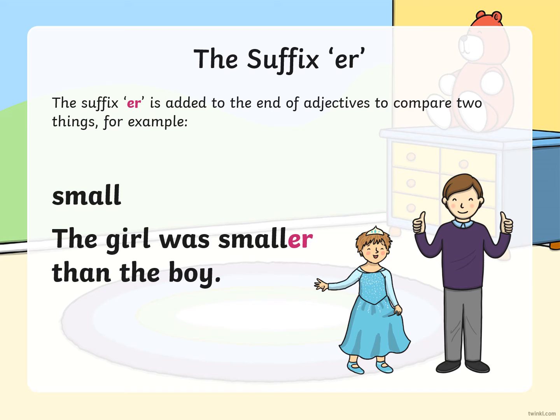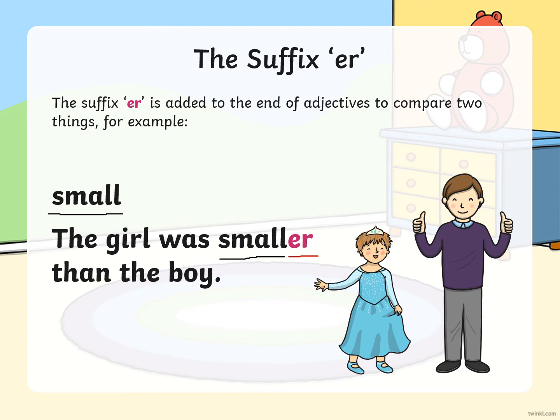So now we've got some new content we're talking about this week. The suffix er is added to the end of adjectives, not verbs this time, adjectives, to compare two things. For example, I have the adjective here, small. The girl was smaller. You can see I've added the suffix er. The girl was smaller than the boy.